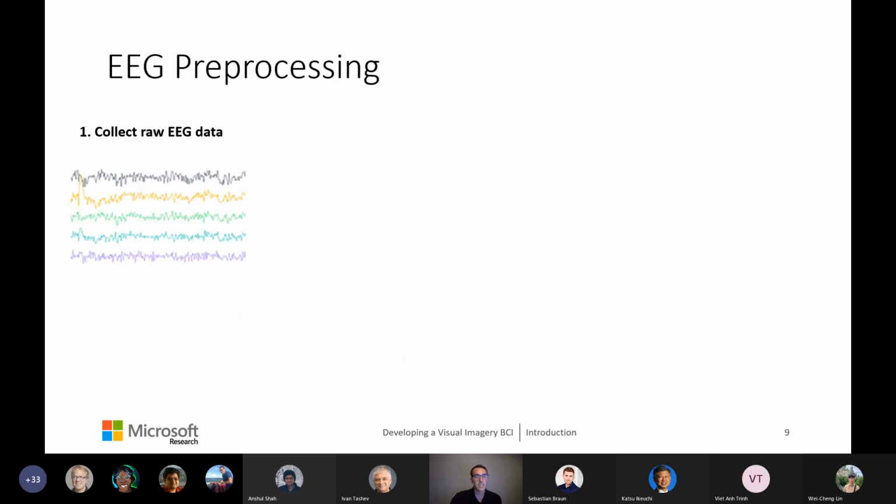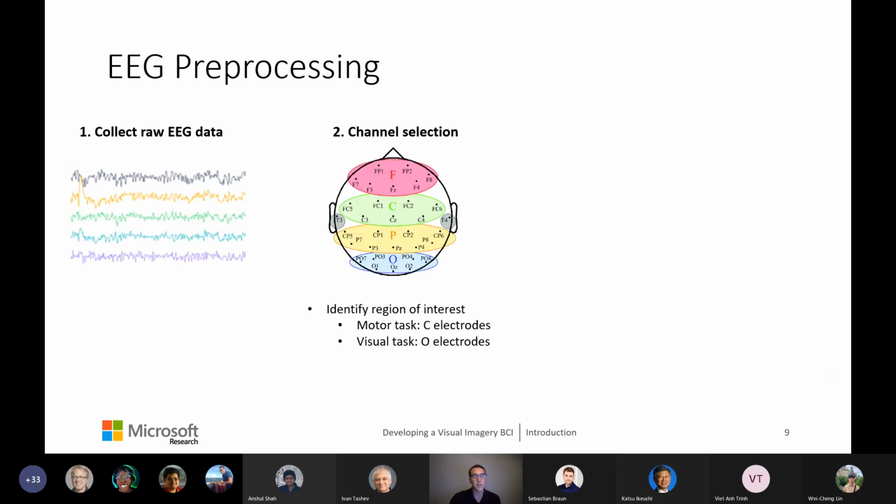So the next thing I'd like to talk a little bit about is some of the pre-processing steps that you would go through when working in an EEG BCI. So starting out, you have this steady stream of raw EEG data coming in. One of the first things that you might do is perform a channel selection.